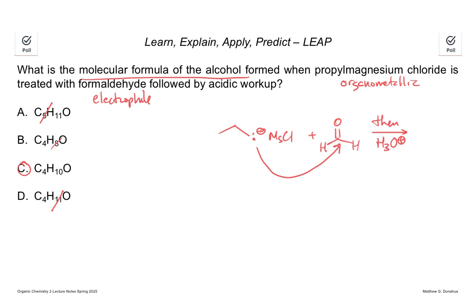When we draw the mechanism, the carbanion attacks the carbonyl. We break the pi bond. And then the acidic workup will protonate. So we would end up with that alcohol. So 1-butanol.